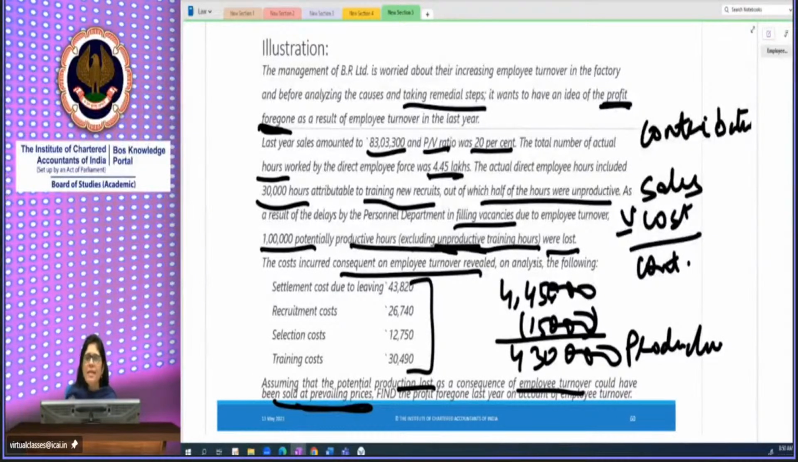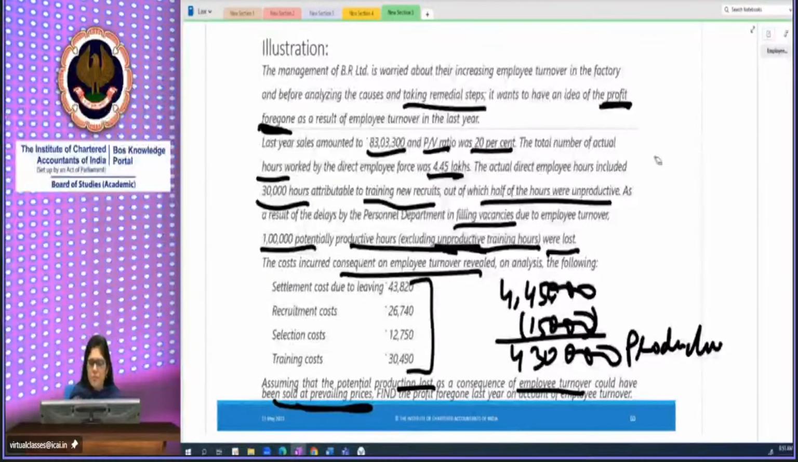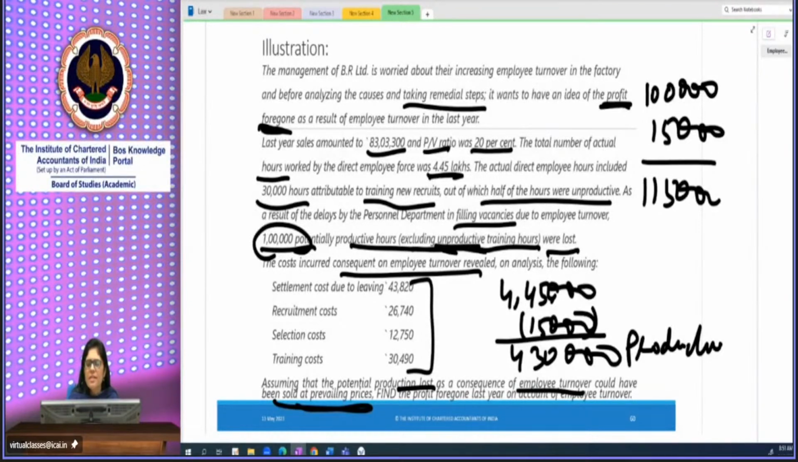All right. How many hours are lost? First, let us calculate how many hours are lost. First of all, 1 lakh hours are lost. Then these 15,000 hours are lost. So 1,15,000 hours are lost because of employee turnover, and they must have contributed to sales. Had they not been lost, they would have increased the sales of the organization. Clear?